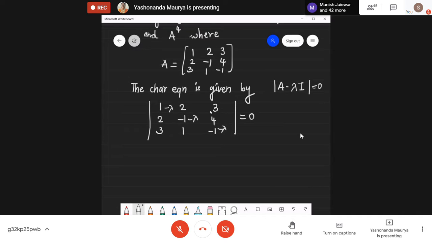Now, how do we simplify this expression? It is lambda cube minus something into lambda square plus something into lambda minus something is equal to 0. Now, can you help me in filling up all these blanks? What comes over here in the first blank? We add all the diagonal entries, 1 minus 1 and so on. So what will be this answer? It will be minus.